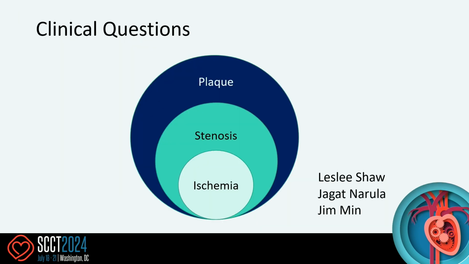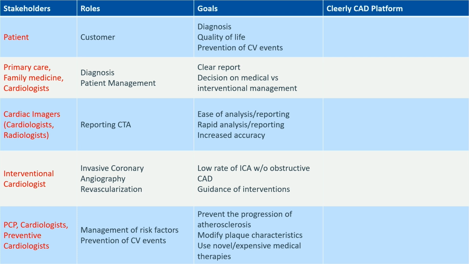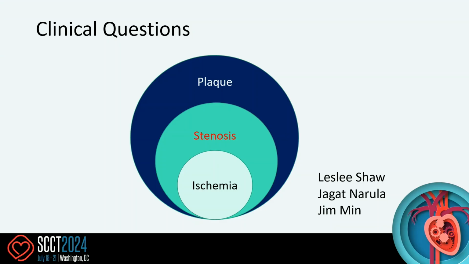Now, I would submit to you that the clinical questions are different. Jim and Leslie and Jagat coined this graph, which I stole from Jim, I believe. We have this group of ischemia that we tested, the patients that have stenosis, but it's this large group of patients that has plaque that should be of interest in the coronary CTA field. In addition, we have different stakeholders, from patients through general practitioners, general cardiologists, imagers, interventionalists, and those who care about preventive care. So how can we, in CT, with the Cleerly CAD platform, help them maintain their roles and reach their goals? We'll start with stenosis.